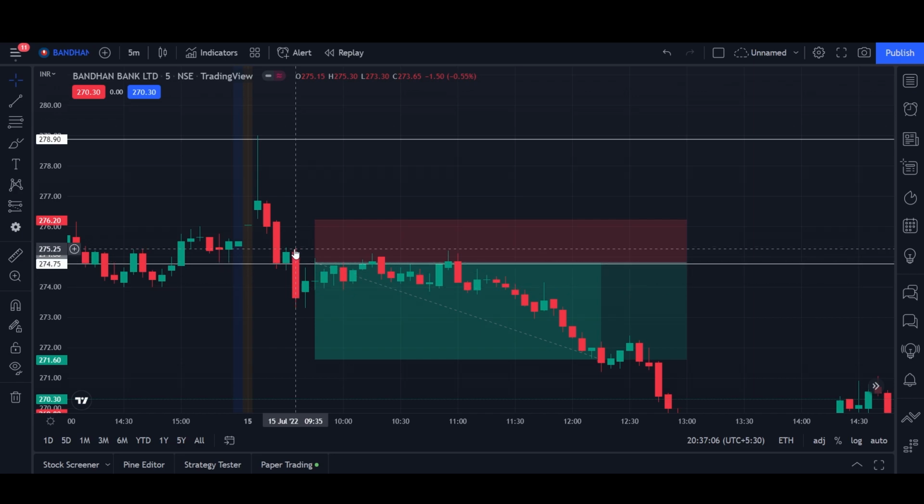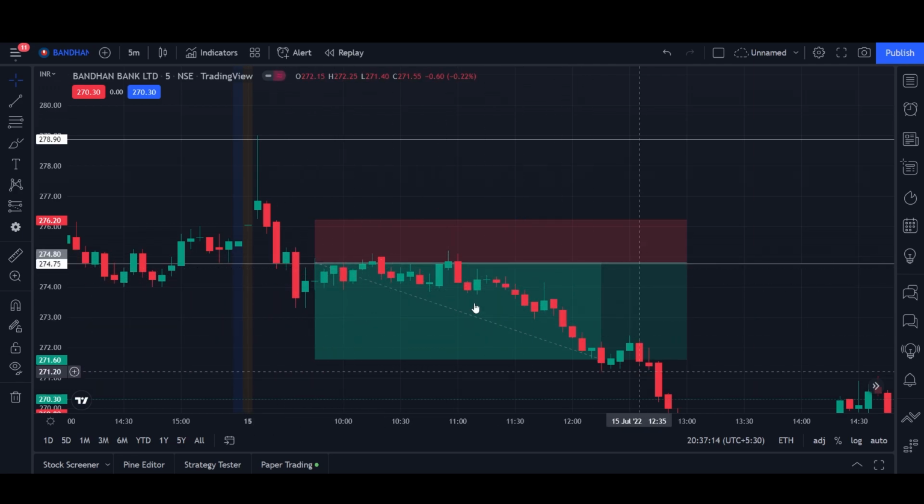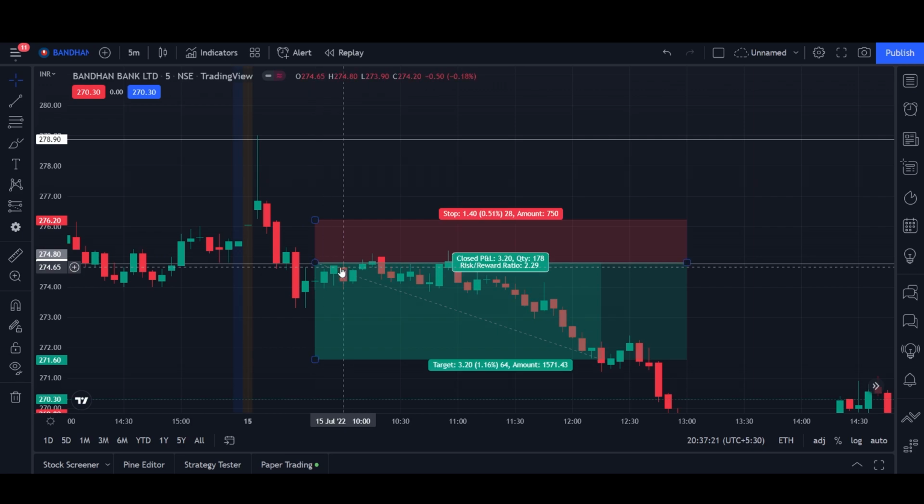At this point I was just observing whether it's a very big breakdown that will continue, or whether it's just going to consolidate here and then take a breakdown. And at this point I knew that I was going to short sell this stock. So I shorted the stock.